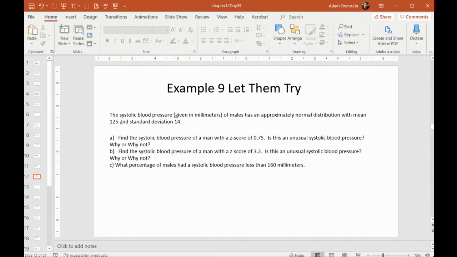What we want to know is what blood pressure corresponds to given z-values. Find the blood pressure of a man with a z-score of 0.75, and find the blood pressure of a man with a z-score of 3.2. So basically you're just doing parts A and B. That's all. Take about 5 minutes. Let me stop the recording. I'll give everyone 5 minutes for that.